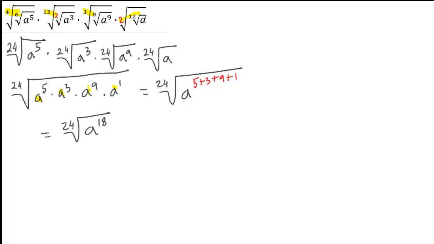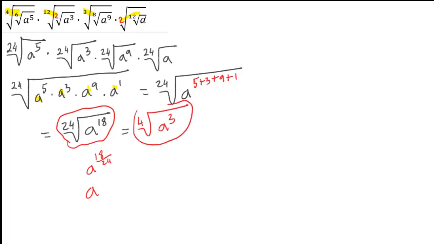And we could simplify that because we could divide both of these by 6. The reason we could divide them is because we could also rewrite this as an exponent, a to the 18 over 24, and then we could reduce this fraction. So 24 divided by 6 is just 4, and 18 divided by 6 is 3. So this would be our answer. That's just another way to do the same problem.